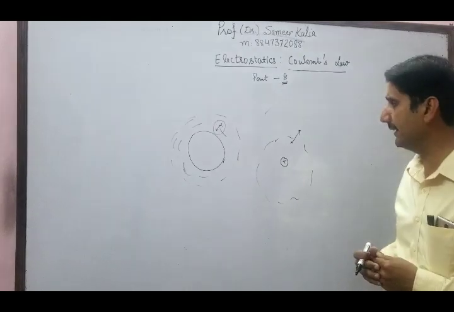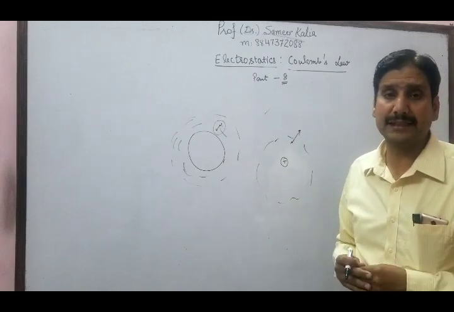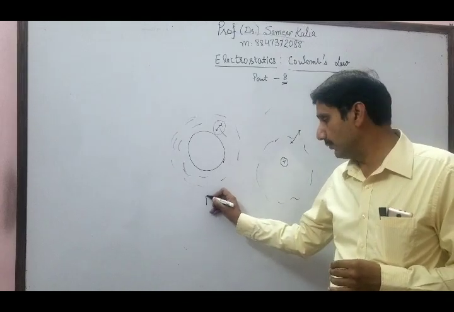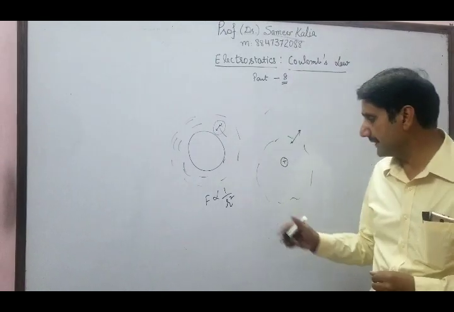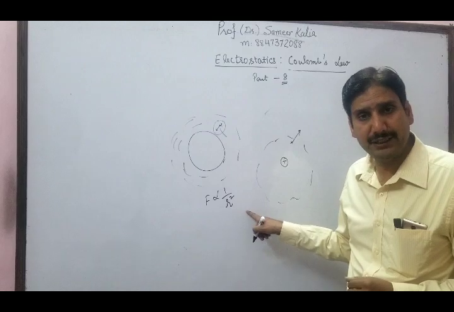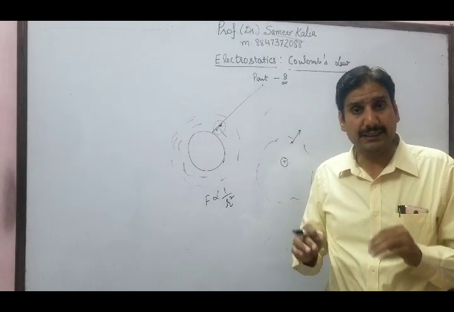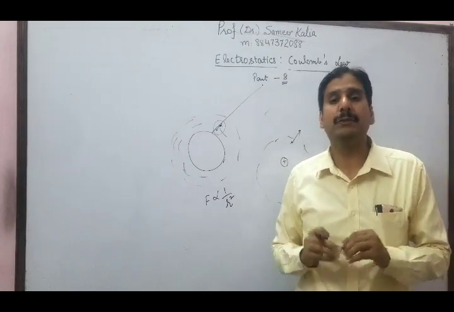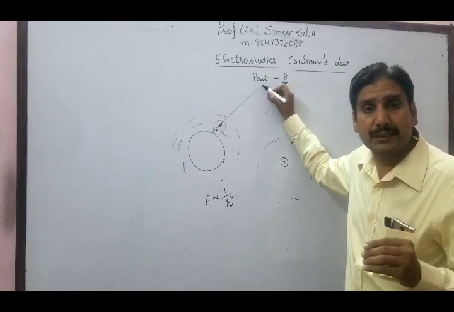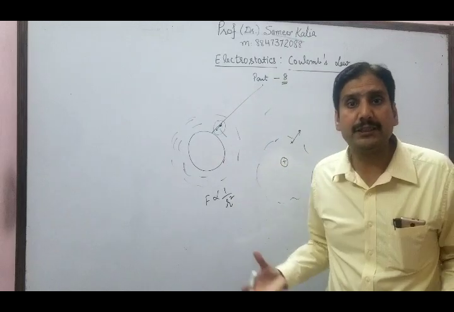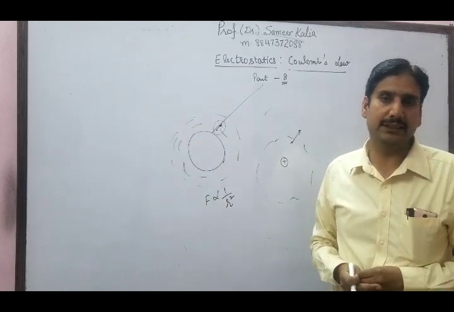The electric field theoretically extends up to infinity, because the force is proportional to 1 by r square as per Coulomb's law. That means F would be 0 only if r is infinity. Even if I keep it at quite a far off place, it will still experience some force, no matter how small that may be. The field over here is weaker, the field over here is stronger, but everywhere the gravitational field of Earth extends into space up to infinity.